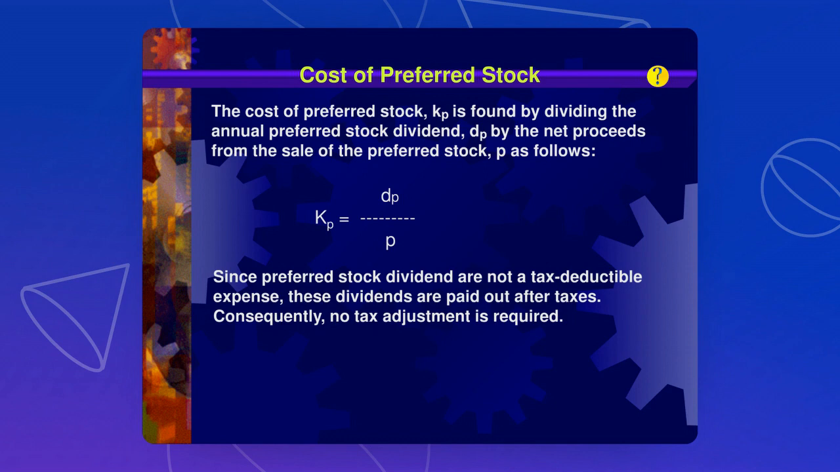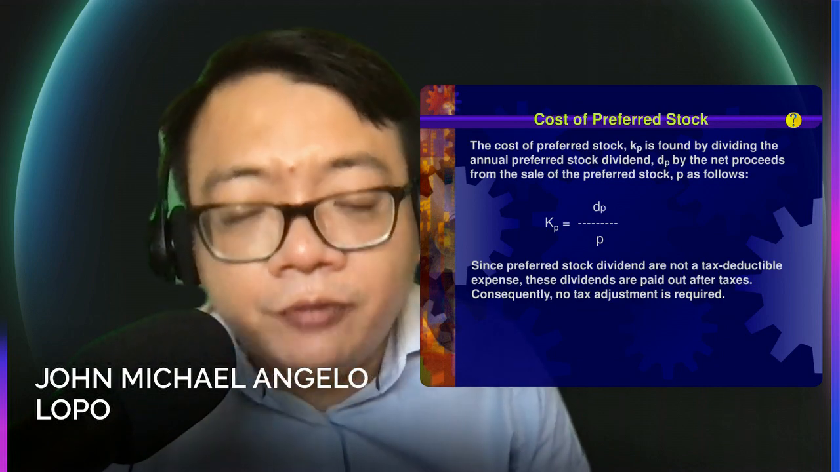The cost of the preference shares is found by dividing the annual preferred stock dividends, so let's say you have your DP, no, by the net proceeds from the sale of the preferred stock. So again, what is the formula for this one? You divide the annual preferred stock dividends by your net proceeds. Again, how do we compute for the net proceeds? It is the market value minus flotation cost minus underpricing cost.